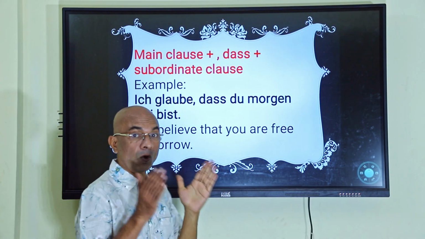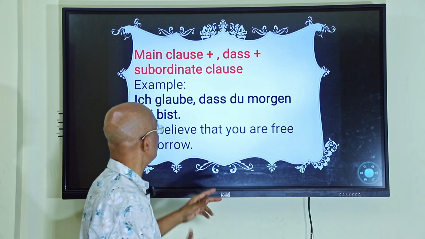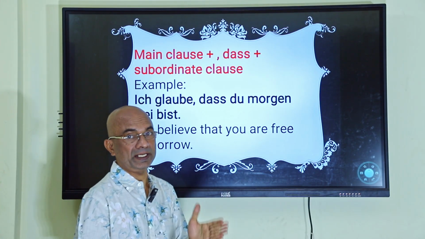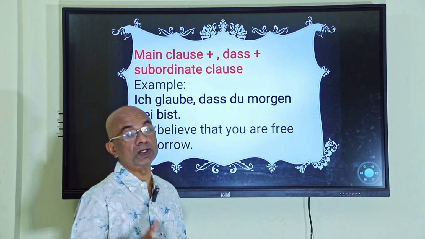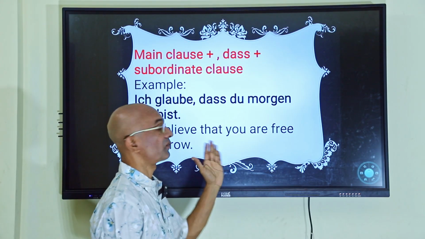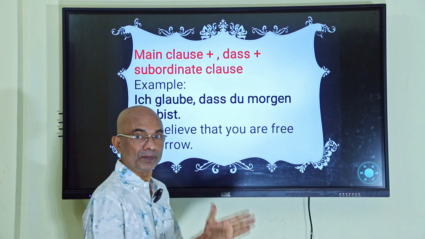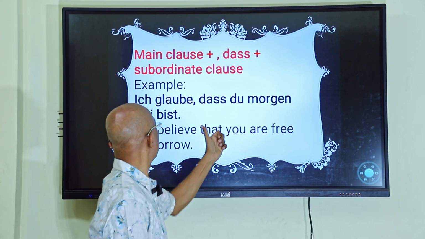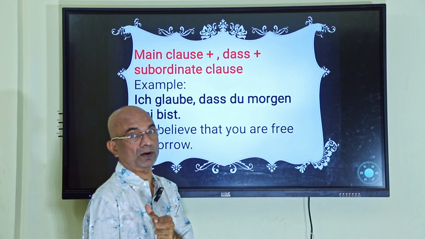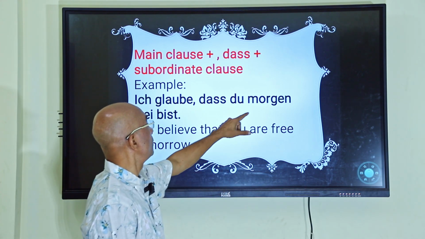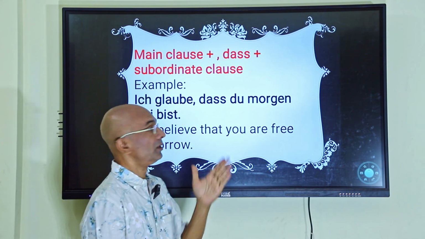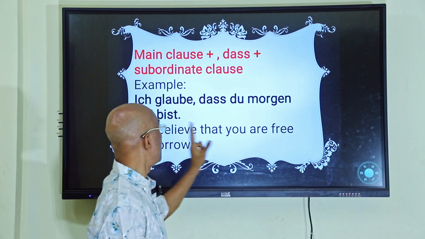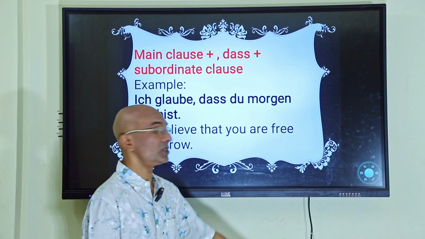Example, ich glaube, I believe, dass du morgen frei bist. Okay, I believe that tomorrow you are free. Ich glaube, Komma, dass du morgen frei bist. Okay, du bist. Here, not du bist morgen frei. No. Dass du morgen frei bist. I believe that you are free tomorrow.